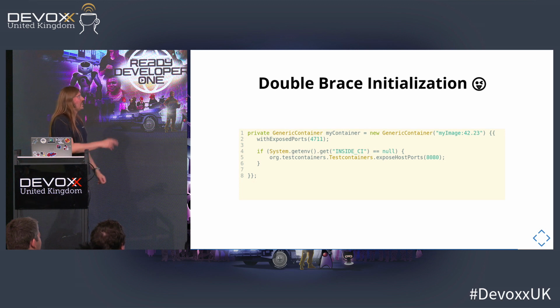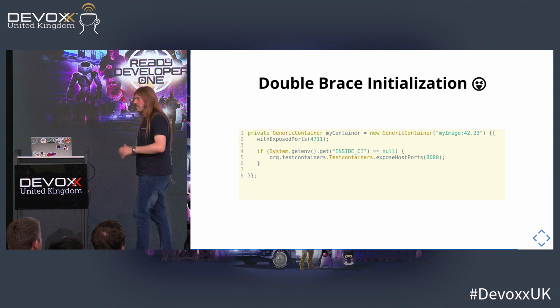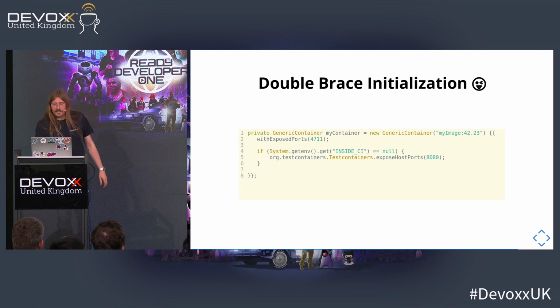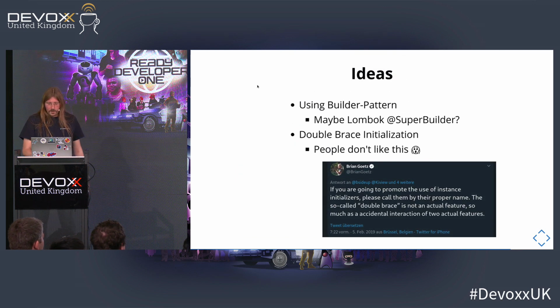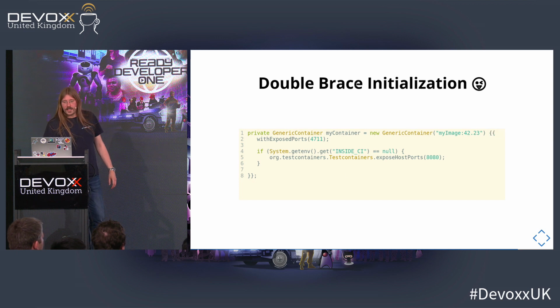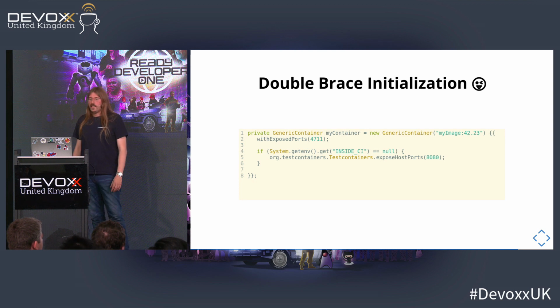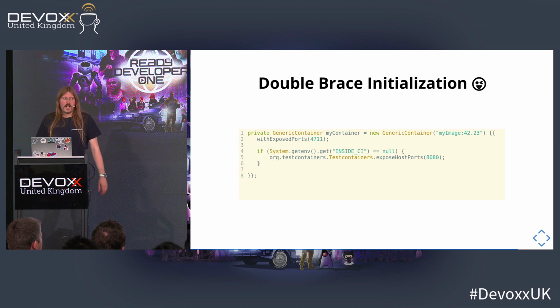So of course, with this double brace initialization, I have learned you are not allowed to call it this way because this doesn't exist as a feature. It's just, as Brian Goetz says here, an accidental interaction of two actual features. But what is happening in this case is that you are creating anonymous classes, and of course you are polluting your JVM in this case, and that's something you should never do in your production code. But I assume in the test code it would be fine. I don't know.